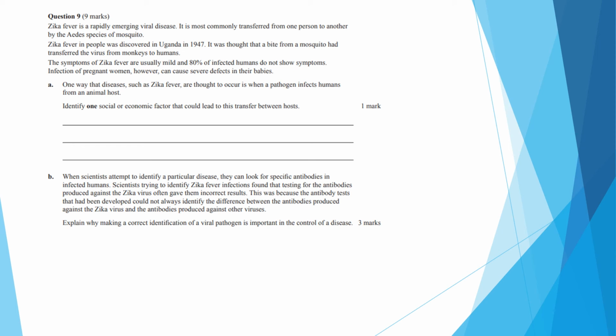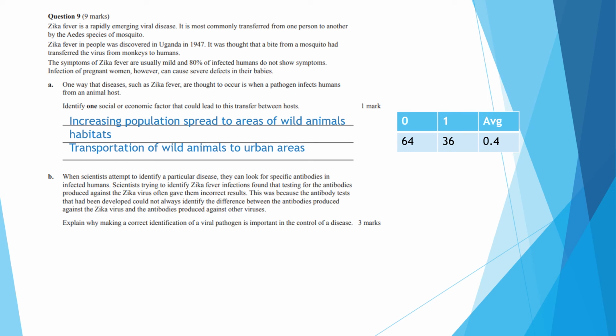Okay, Part A asks for one social or economic factor that could lead to the transfer of pathogens to humans from an animal host. Essentially, more humans will need to be in contact with the animals to increase the chance of a transfer. Therefore, if you increase the population spread to areas of wild animal habitats, the transportation of wild animals to urban areas, any of these answers will do.